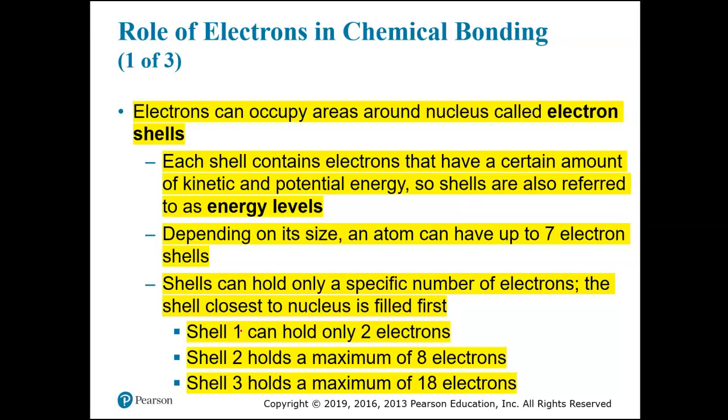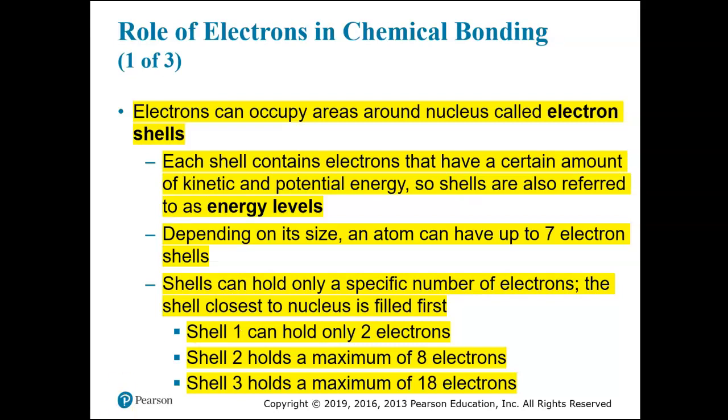And the one on the outside is going to be the electrons that are involved. The outer shell electrons or outer energy level electrons are the ones involved in chemical reactions. We call them valence electrons.